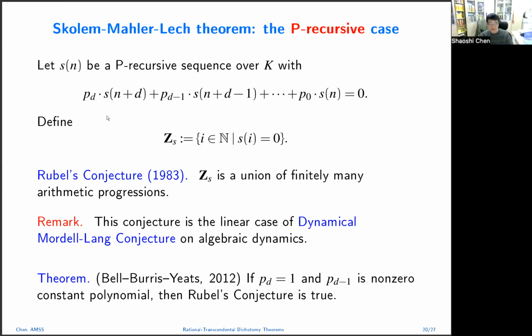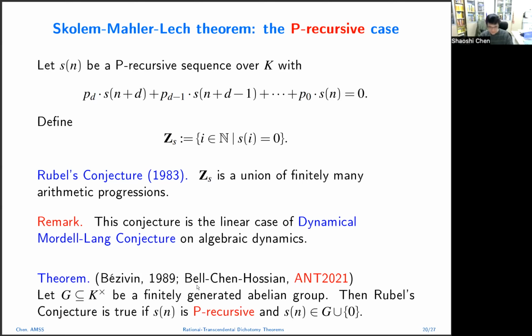And there are some cases that are already solved. For instance, if the leading coefficient is constant, say 1, and the second coefficient Pm is a non-zero constant polynomial, which means the first two coefficients are constant polynomials, then this conjecture is true. And then recently there's another result: if the sequence takes values from some finite geometric group, then this conjecture is true. This result was first proved by Bézivin in 1989, when the coefficients belong to this finite abelian group, and then the conjecture holds.